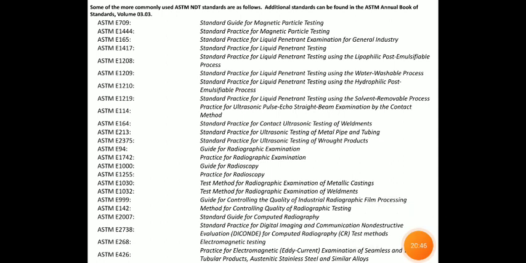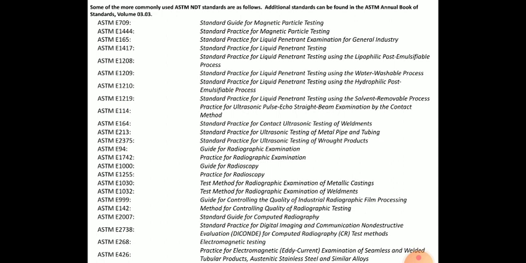So these are the basic standards followed for performing the various NDT methods. Again, moving toward ASTM E164, the practice for contact ultrasonic testing of weldments. And then moving toward E213, the standard practice for ultrasonic testing of metal pipe and tubing. And then ASTM E2375 relates to the ultrasonic testing of wrought products.